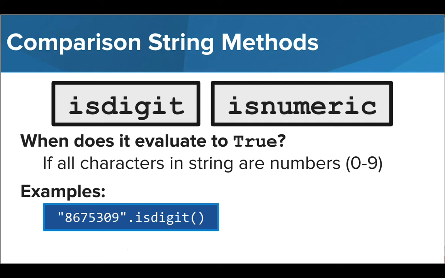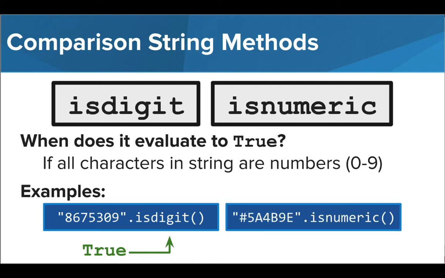A really popular song way back was 8675309. Would this comparison evaluate to true? Yup, all of the characters are numerical. What about this hex code? This would evaluate to false because there are non-numeric characters included, such as the pound sign and the letters in the code.